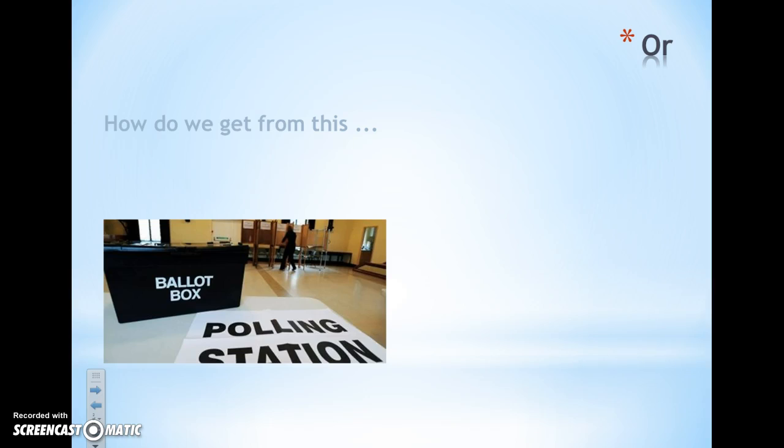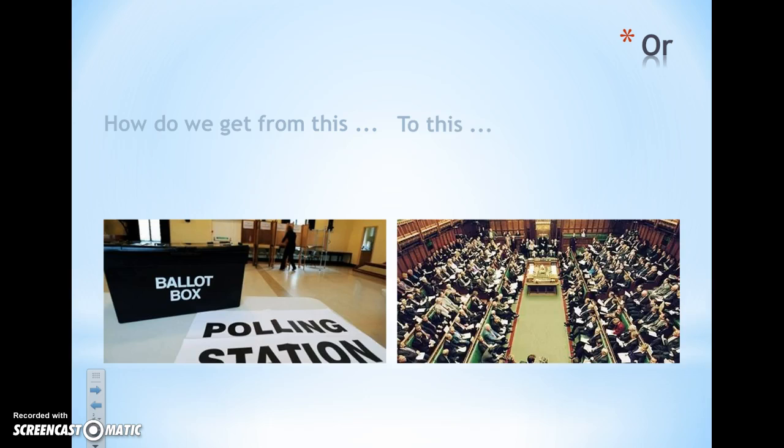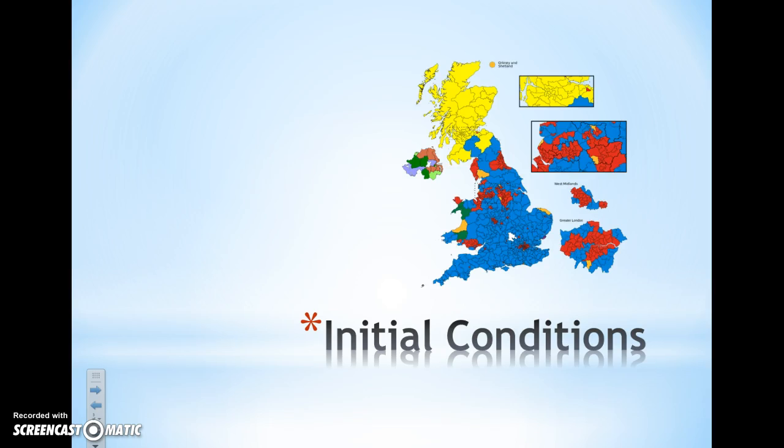Because what we're going to do is go from how we get from here, that is the ballot box, to this, which even now you should be able to recognise as our glorious Houses of Parliament. Before we do that, let's have a look at some initial conditions.